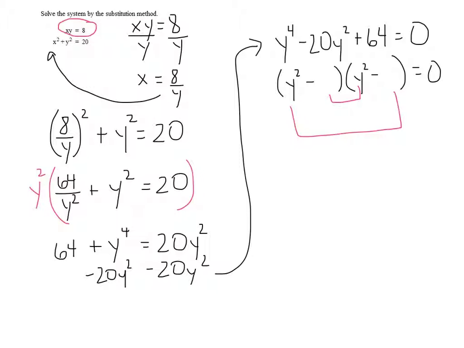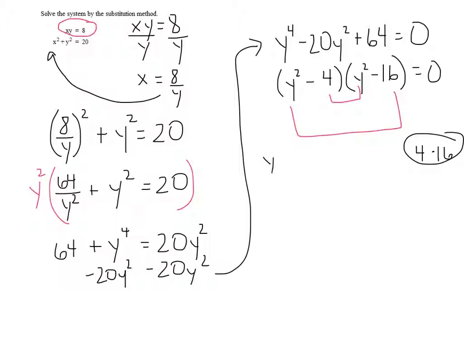Now, 8 times 8 gives us 64, but that only adds up to 16, so that one's not going to work. So we have to think of some other factors of 64. And since I know that it's a multiple of 8, it's got to be a multiple of 4. So I'm going to think about, well, it's 4 times what? And in this case, it's 4 times 16. And 4 plus 16 does give us 20, so those are the factors we're looking for. But you could list out your factors and see which ones would add up to 20. And since the signs are the same, it really doesn't matter which one you put where.